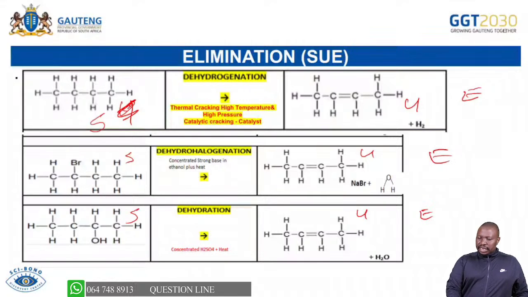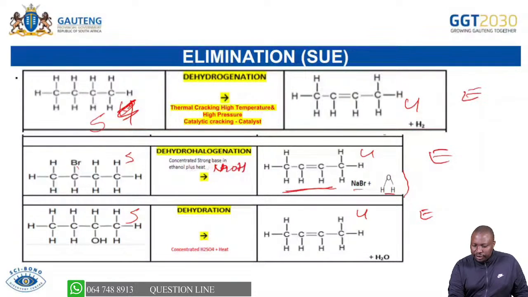And then we have that dehydrohalogenation, where we are removing a hydrogen and a bromine. This one is very much important for you to understand, because we form 3 products. You can see the other ones were forming 2 products. But for dehydrohalogenation, because we are now using your strong base, your sodium hydroxide, concentrated.